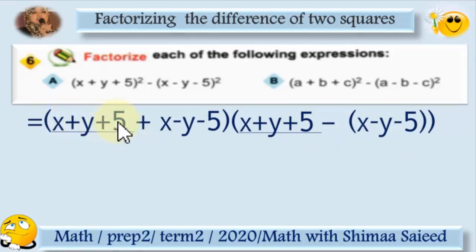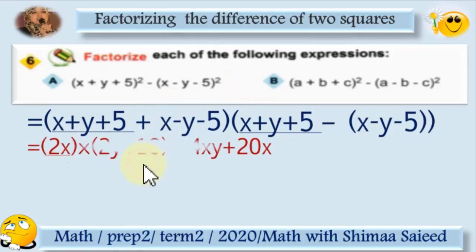x plus y plus 5 plus x minus y. Here we have positive y and negative y, so cancelled. Positive 5 and negative 5, so cancelled. x plus x equals 2x. What about the second brackets? Here we have x plus y plus 5 minus x plus y plus 5, which is 2y plus 10. So 2x times 2y plus 10 equals 4xy plus 20x.